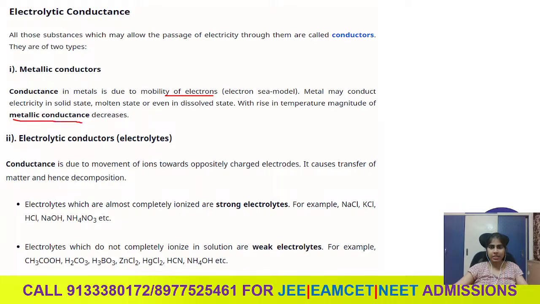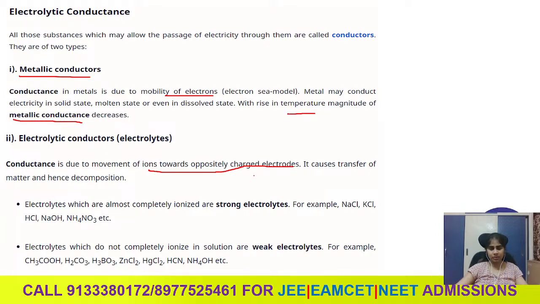With rise in the temperature, what happens? The magnitude of metallic conductance decreases. So this is all about metallic conductors. We have known it from the definition of conductors. And next we have another type of conductors, electrolytic conductors. So what are electrolytic conductors? Conductance is due to the movement of ions towards oppositely charged electrodes.